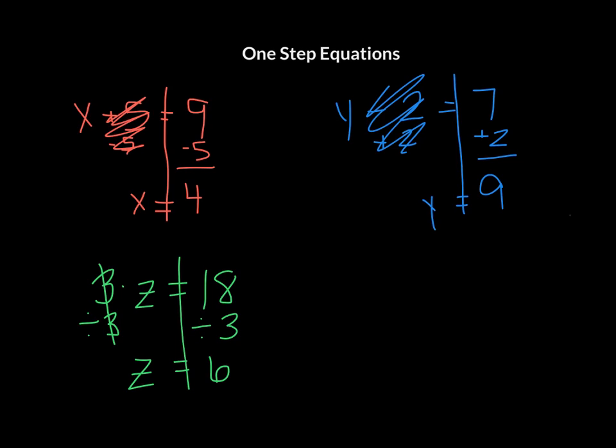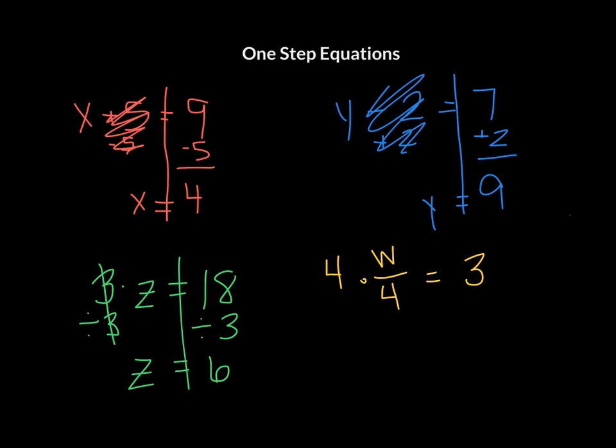The final one, which would be the trickiest one sometimes, is the division one. You would see it as w divided by 4 equals 3. So what number divided by 4 gets me 3? Well, I don't know that off the top of my head, which means I need to multiply this side by 4.